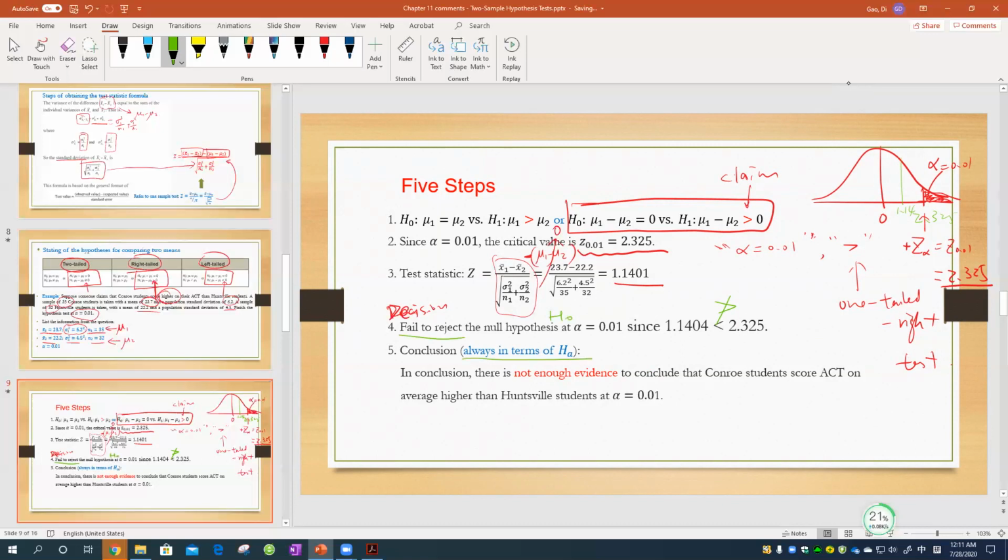And the conclusion is always in terms of H1. So we say in conclusion there is not enough evidence, because we fail to reject H naught, so we are kind of in favor of H naught. There's not enough evidence to conclude the claim. The claim is what? Conroe students score on the ACT on average higher than Huntsville students at alpha. Same as before, don't forget the significance level alpha. So that's the complete 5 steps for this question.